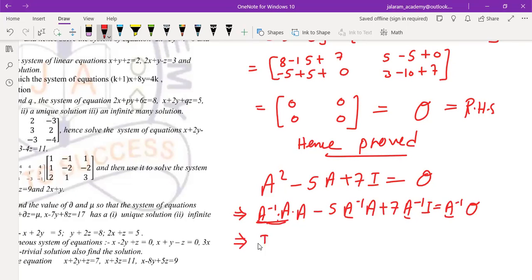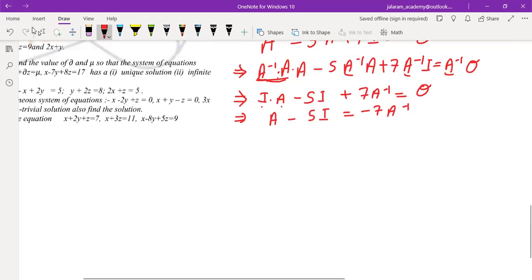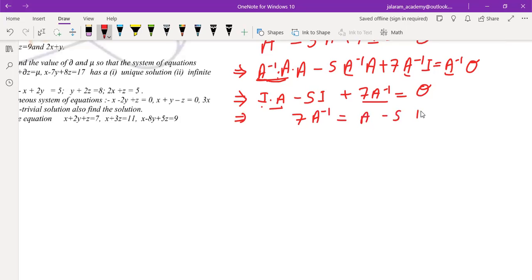So A inverse A is I into A, minus 5 into A inverse A is again I, plus 7 into A inverse into I is A inverse. A inverse into O is O only. I into A, I acts as 1, minus 5I equals to minus 7 A inverse. Or, if we transfer all the matrix except this to the next side, IA means A into I, which is A, minus 5 into I.